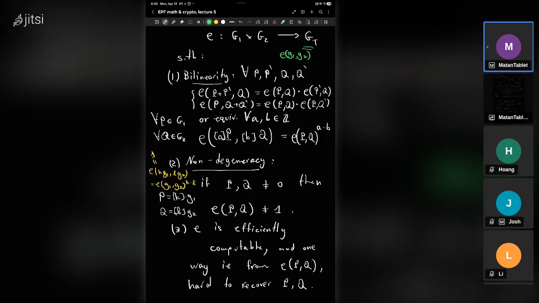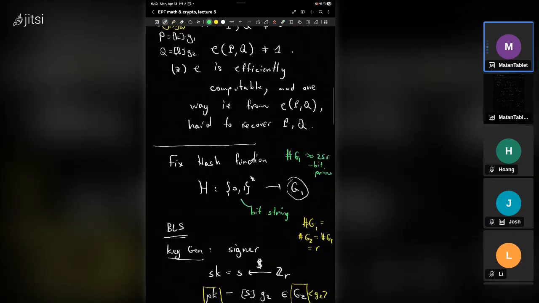There is a small proof to unravel, but the bottom line is that if you don't assume non-degeneracy, then everything collapses. Everything, the pairing of any two points is going to be 1. Okay, thanks a lot.